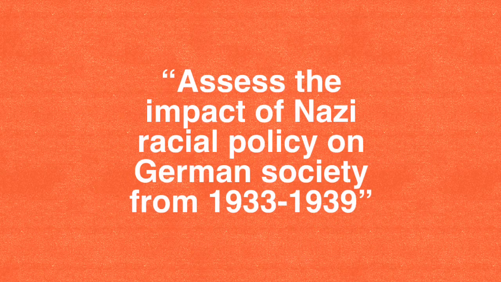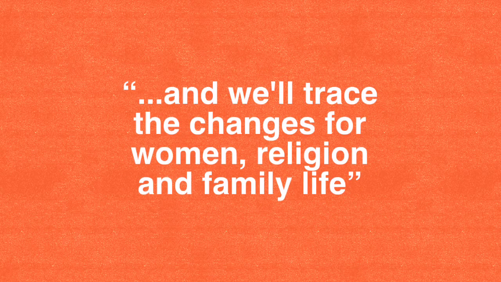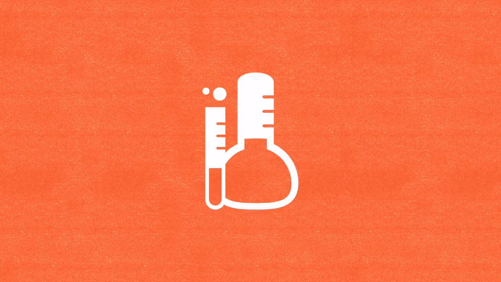So if you got this question, assess the impact of Nazi racial policy on German society from 33 to 39, you'd talk about in your intro the process you're going to use. So you'll see what German society was like before 1933 and then trace the changes. And I'll do so using some examples like women, religion and family life. In doing so, you're explicitly discussing the process you've used in your assessment in order to make that judgment. Just like in a science experiment, you're expected to show the process you use to get the results. The same is expected in assessments.